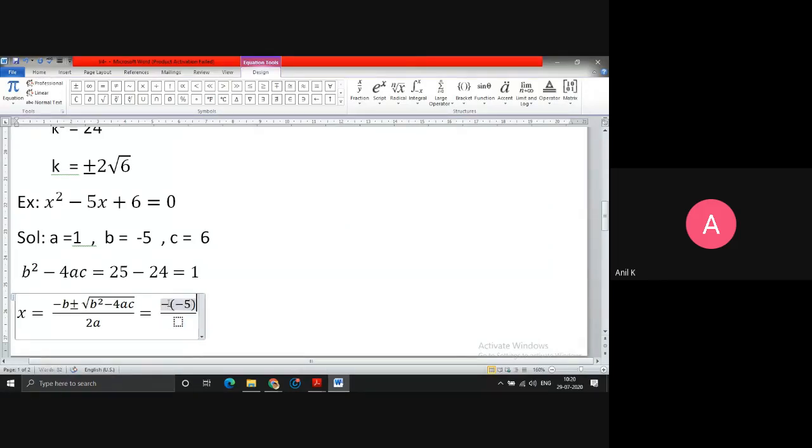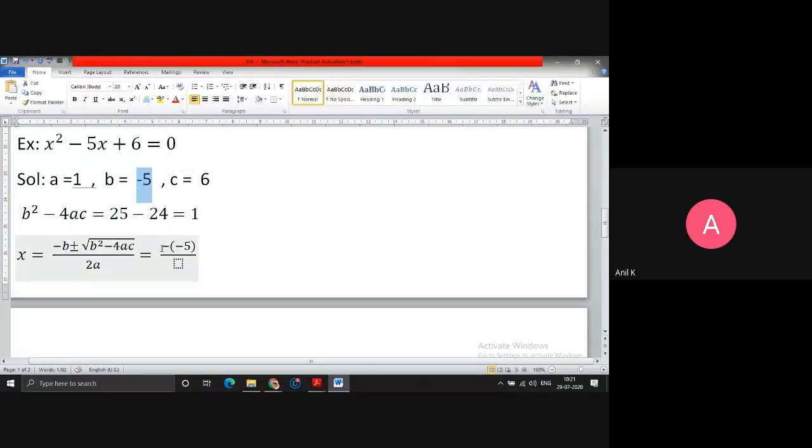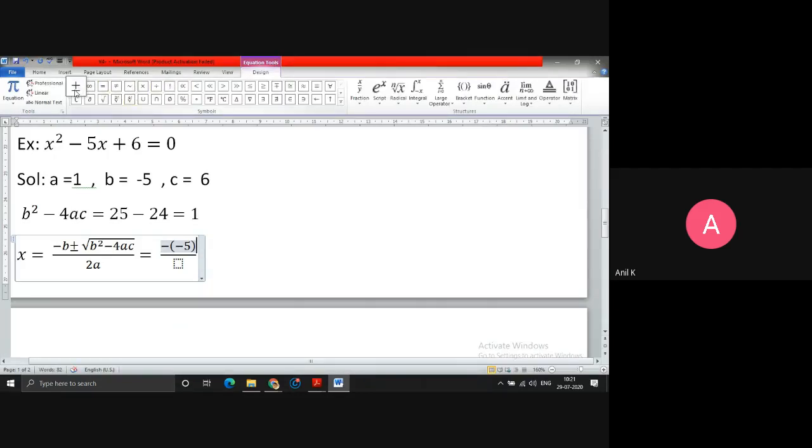Be careful, students make a mistake here. The formula itself has one minus sign, and your b value also has one minus sign. So there should be two minus signs: one from the formula, one from the value of b. So, minus b plus or minus.